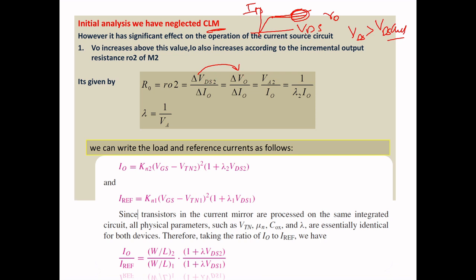So when VDS is greater than VDS saturation, you have some resistance. That part we used to call the early voltage. This voltage V0 can be represented as the early voltage. Lambda is the channel length modulation parameter, which is equivalent to 1 by VA. So when you write this VA with respect to this formula, it can be written as 1 by lambda2 into I0. After simplification, I have directly written I0 equal to Kn2 times (VGS minus VTN) whole square. This is without channel length modulation. With channel length modulation, this is the equation. Similarly for IREF, when you take the ratio, this is the final equation.